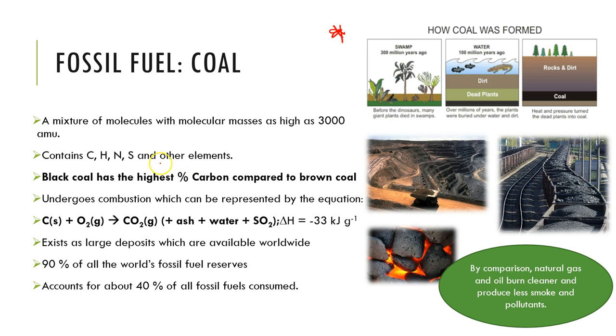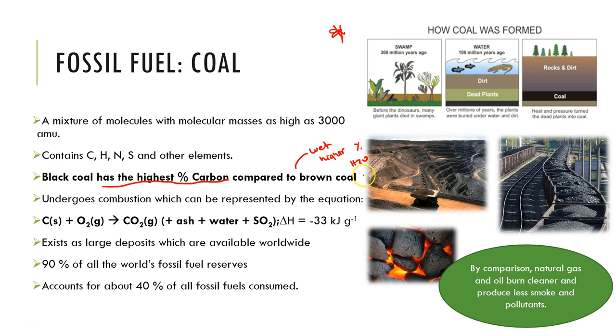Coal will contain mixtures of carbon, hydrogen, nitrogen, and sulfur, along with trace amounts of other elements. Black coal has the highest percentage of carbon compared to brown coal. Brown coal is still quite wet, so it has a higher percentage of water. Okay, and that affects the amount of energy that it will give off.